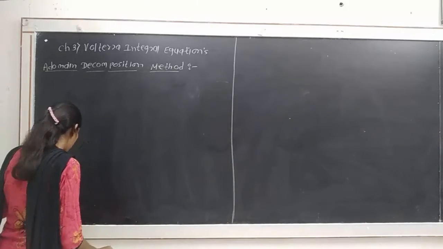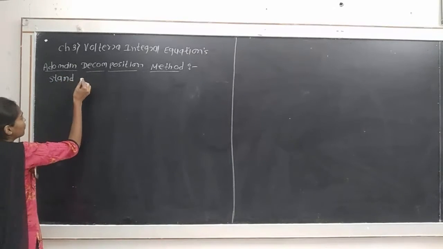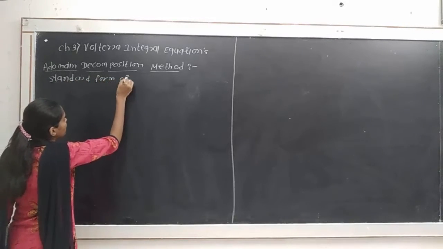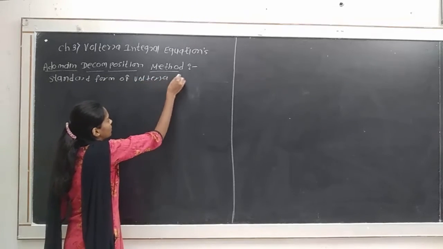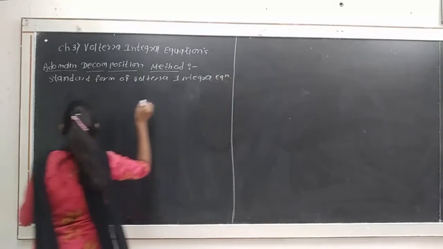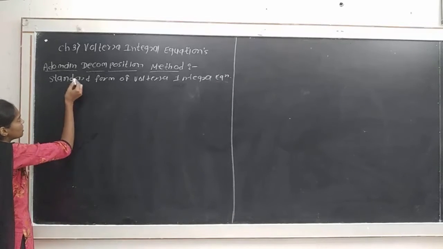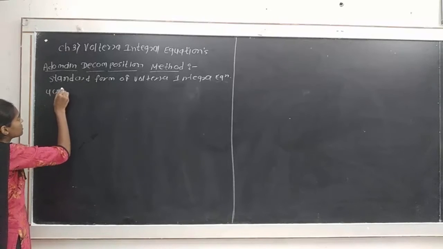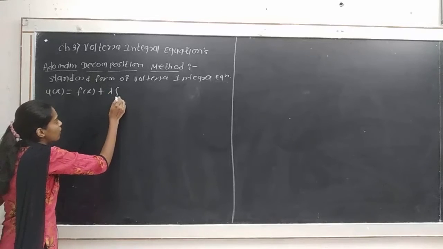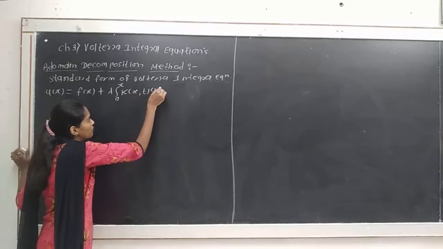Before that, we write the standard form of the Volterra integral equation. We saw in the first chapter all the standard forms and types of integral equations. The standard form of the Volterra integral equation of second kind is u of x is equal to f of x plus lambda integration from 0 to x k of x t into u of t dt.